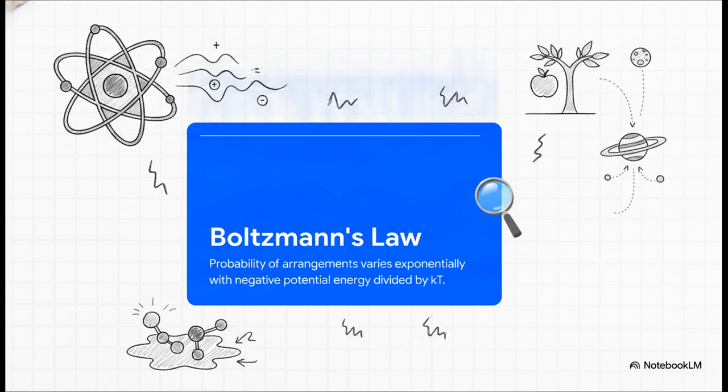Now, here's the crucial part. This isn't just some random accident caused by gravity. This brings us to a universal principle of statistical mechanics known as Boltzmann's law. It basically states that the probability of finding molecules in any specific spatial arrangement varies exponentially with the negative of its potential energy divided by the temperature, or kT. Whether we're talking about gravity, electric fields, or even molecules attracting each other to form liquids, atoms always arrange themselves based on this beautiful, predictable tug-of-war between their potential energy and their thermal heat.